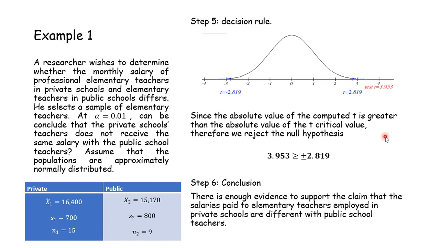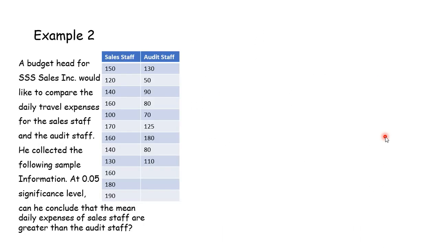Okay, example number 2. On example number two, we have here the budget head for SSS Sales Incorporation would like to compare the daily travel expenses for their sales staff and then for their audit staff. Okay, he collected the following sample information which is shown dyan po sa gilid, yung naka-table po na blue. At the 0.05 level of significance, can we conclude that the mean daily expenses of sales staffs are greater than the audit staff.